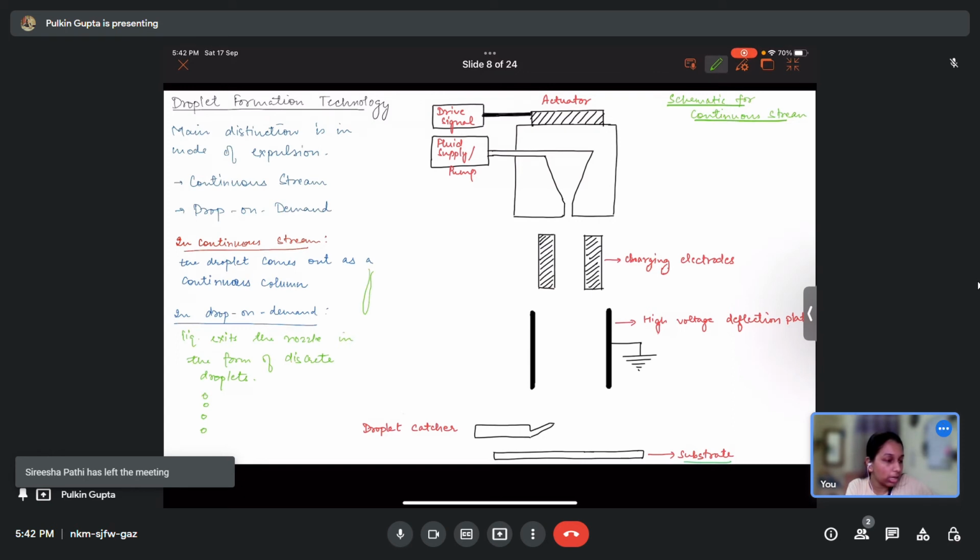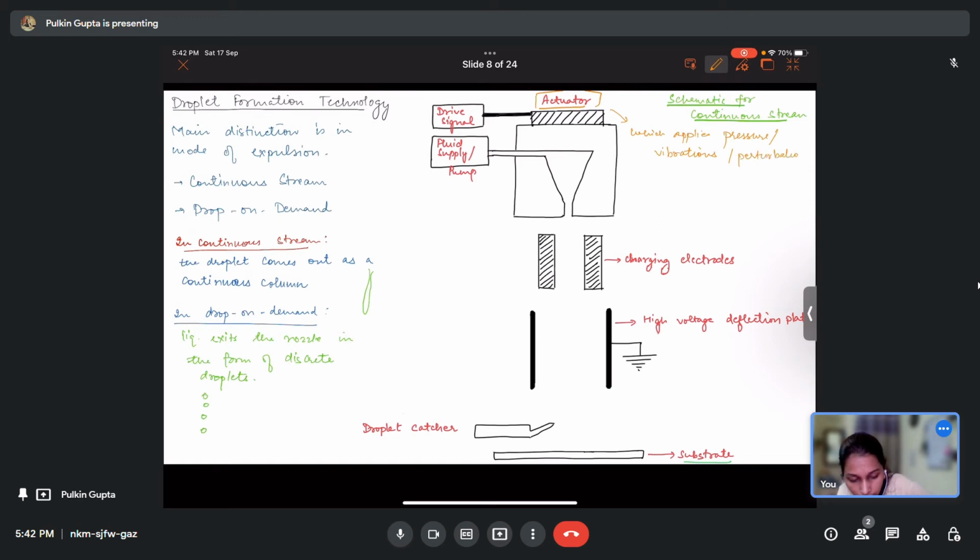In this particular technique, pressure is applied to the fluid reservoir, creating a pressurized column of liquid which then ejects out from the nozzle. So this is an actuator. This is the actuator which applies pressure or vibrations or causes any kind of perturbations. Okay, then this is the drive signal. This governs when, or what is the frequency of this actuation.